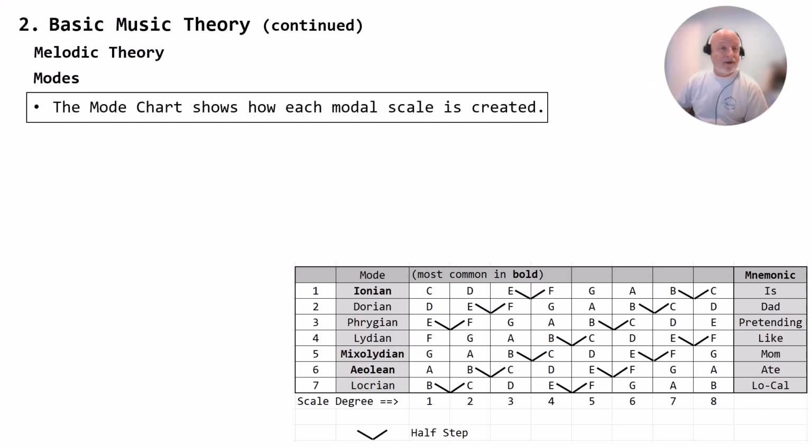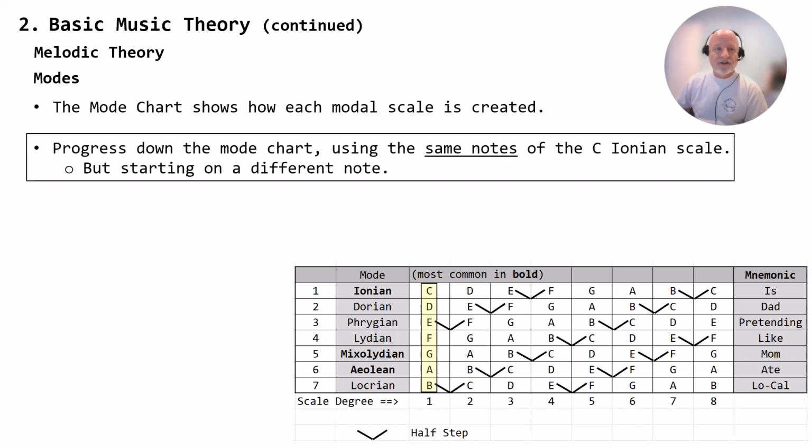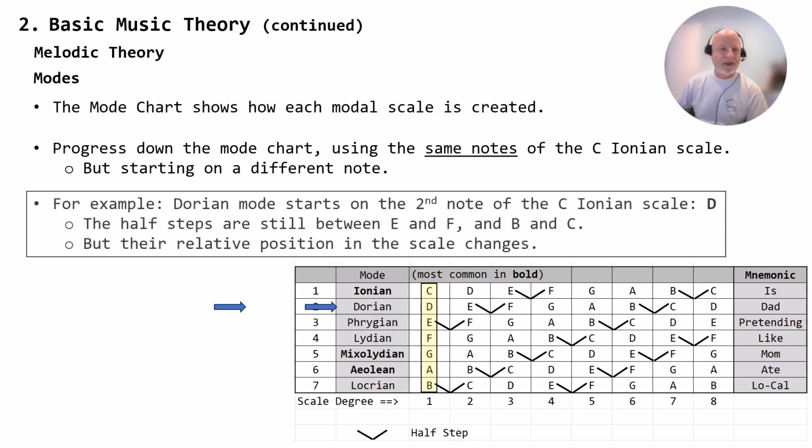All right, so this mode chart does show how each modal scale is created. You progress down the mode chart using the same notes of the C Ionian scale, but you start on a different note. You can see I've highlighted the first note of each mode, and it just goes down C, D, E, F, G, A, B. So you're just starting on the successive note of the C Ionian mode, and then arranging the notes in order, and those half steps move.